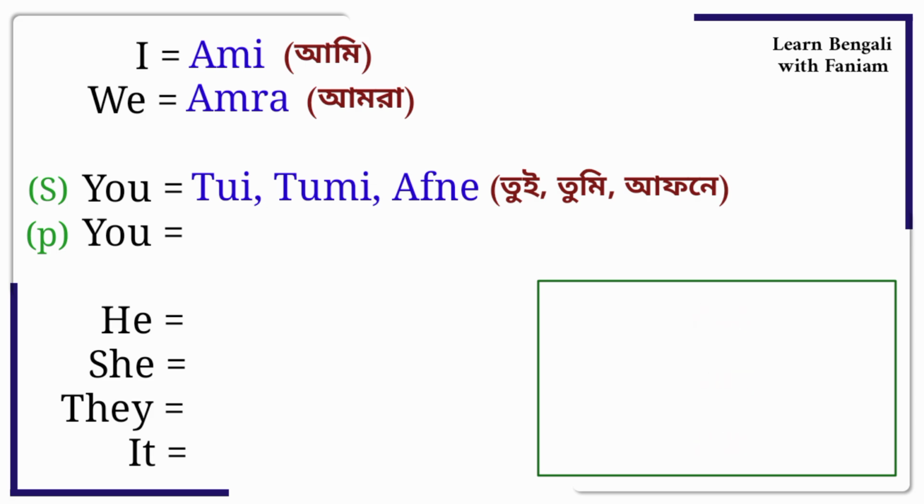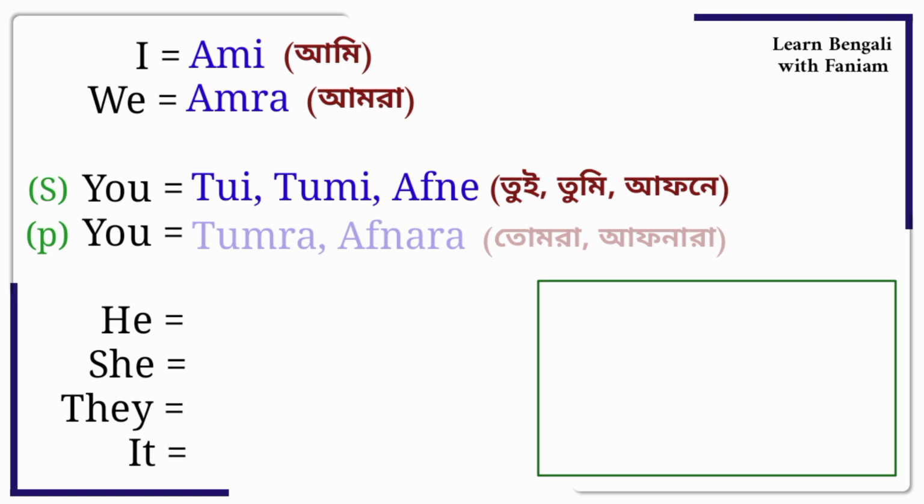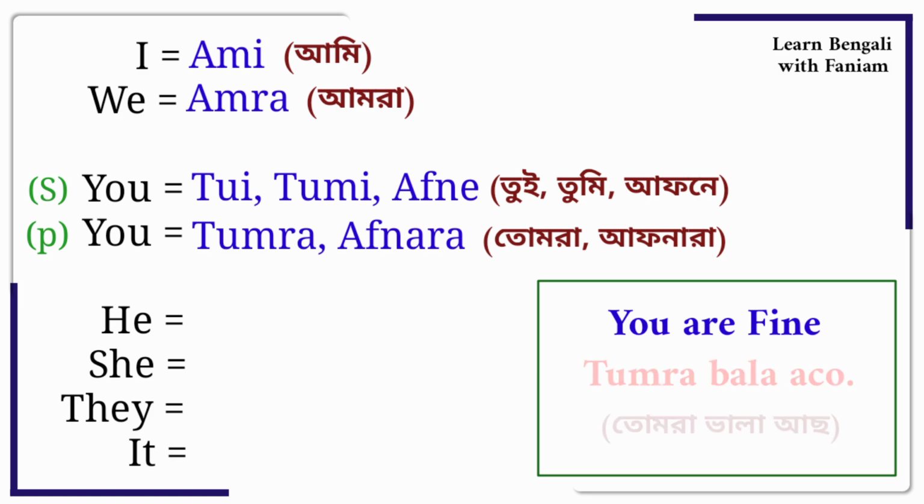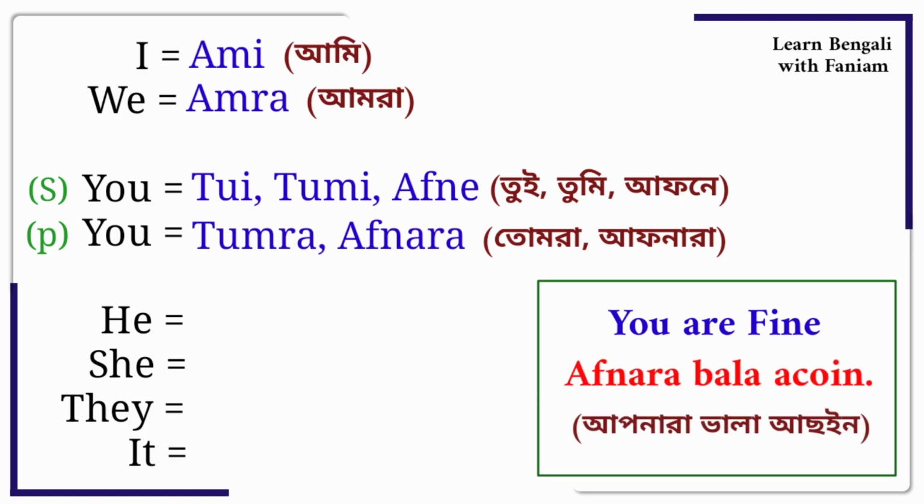And for the plural you, Sylheti people say tumra or afnara. Tumra is an informal word and afnara is a formal word. Let's see an example. First one is tumra. You are fine. Tumra bala aso. And the formal one is afnara. Afnara bala asoin.